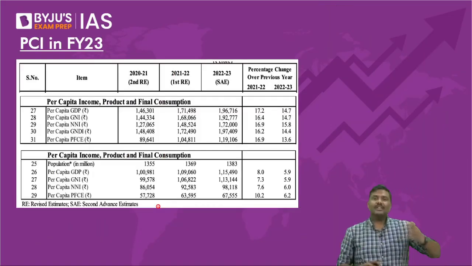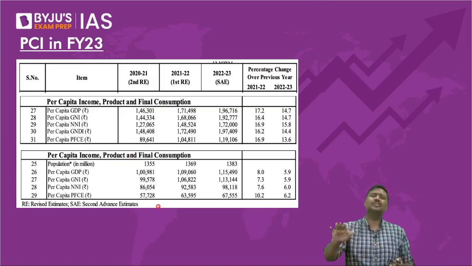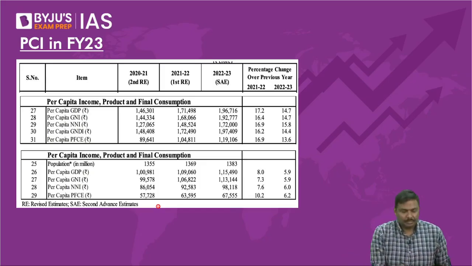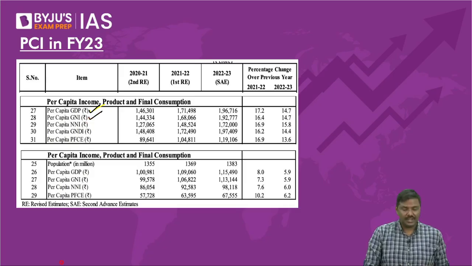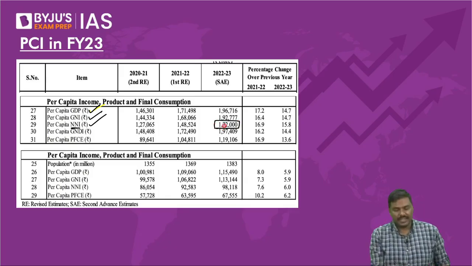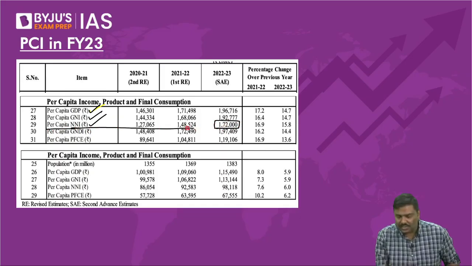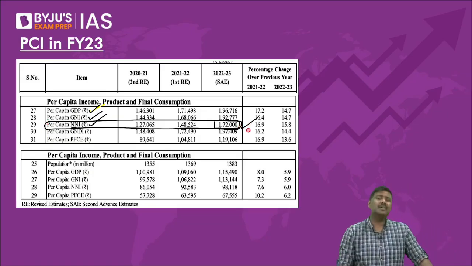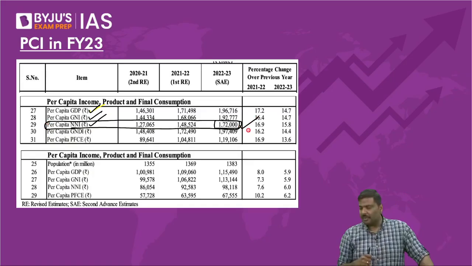Now have a look at the data here. Should you buy it? Absolutely no. Please do not buy anything from this. Per capita GDP, is it given? Per capita GDP, yes. Per capita GNI, gross national income, net national income, we have basically discussed all of it, right? And when I say 1.72 lakh rupees, have a look at it. We are basically talking about the most recent data published by the government. Per capita net national income, per capita income in case of India is 1.72.